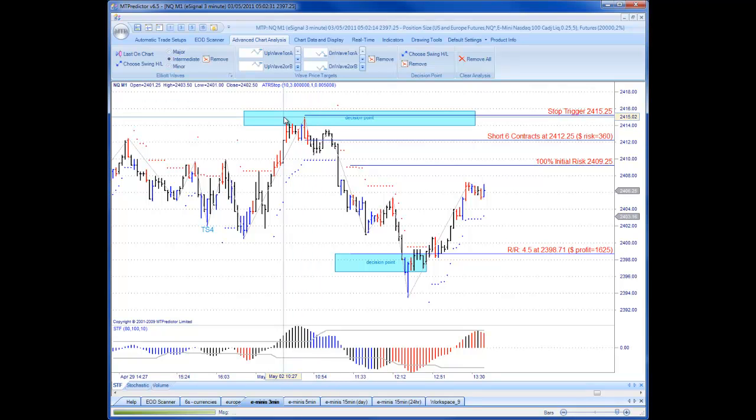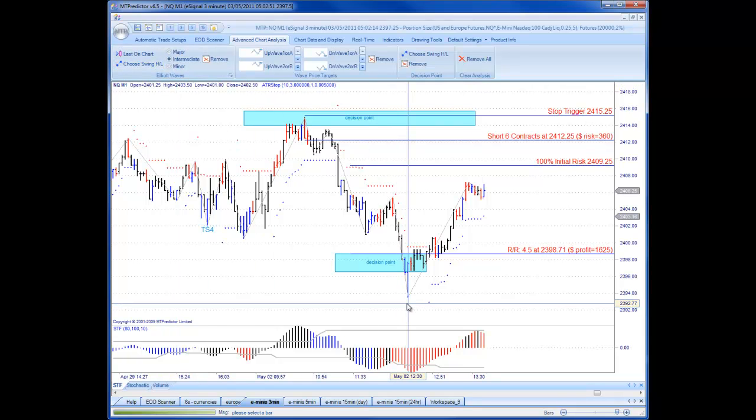and that again shows the power of the MTPredictor software in that this high here, which was the high of the day, was projected in advance on the 15-minute chart, and even when we came in with a -1R loss to start with, the second trade came down here and was much larger at plus 4.5R. So that's the power of the software, keeping the losses small when they come through and the profits large.